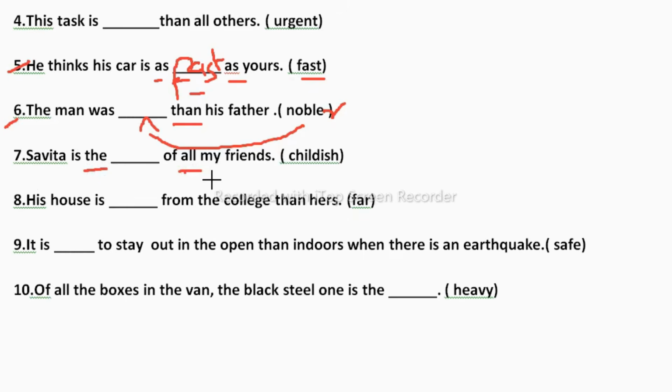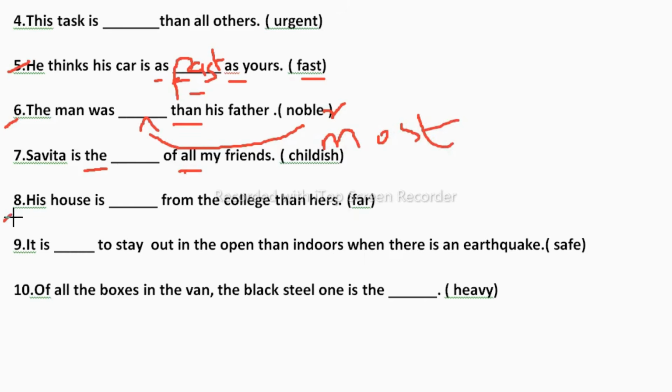So if in your exam you get this type of sentence where you will see "the" before the dash and "all", like more than two things or persons are there, at that time you have to use the superlative degree. So childish word they have given, but we cannot write -est to childish, because we have to write most. So most childish: Savita is the most childish of all my friends. We are talking about all persons here, that's why we are taking the superlative degree here.